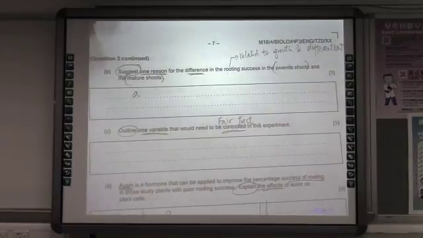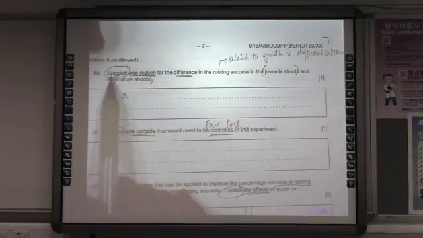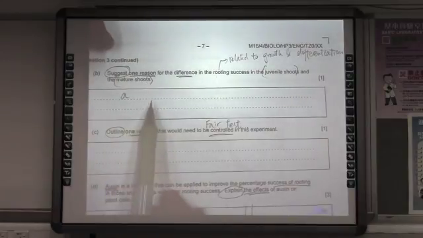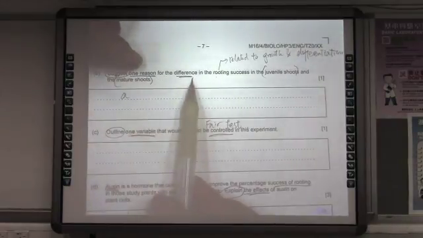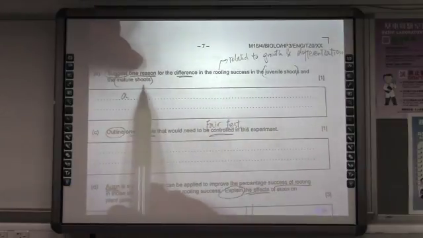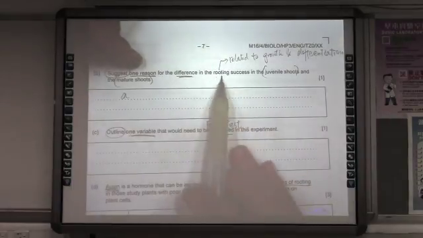So in B, the action word is to suggest. So suggest one reason. So reason. So you have to remind yourself what I'm writing here on the line must be a reason. So state one reason for the difference in the rooting success in the juvenile shoots and in the mature shoots. Now, how can I explain why juvenile shoot can develop root much easier? Okay, now the rooting success relate to what?